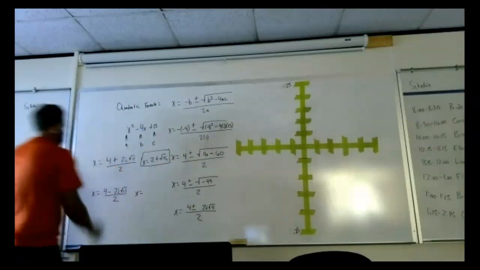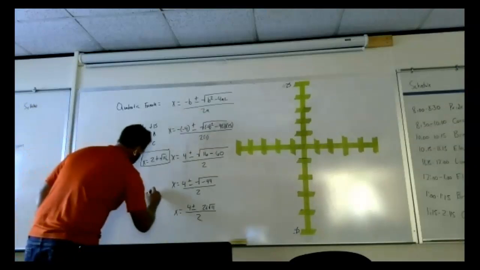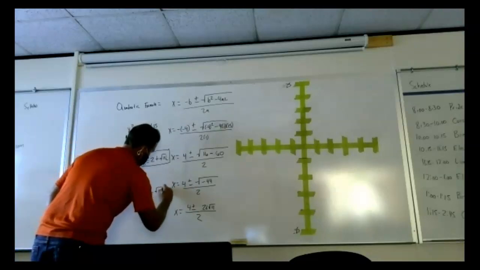And then the same thing on our subtraction. 4 and 2, 2 and 2 can be simplified. So we have 2 minus square root of 11 i.